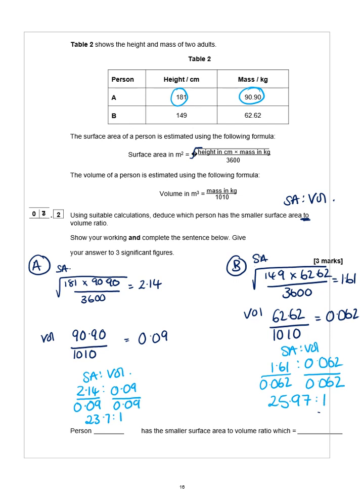However, as the question says, I need to be working in 3 significant figures. Therefore, it should be 26.0 to 1. Who has the smaller surface area to volume ratio? A does.